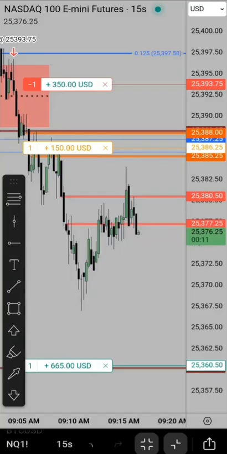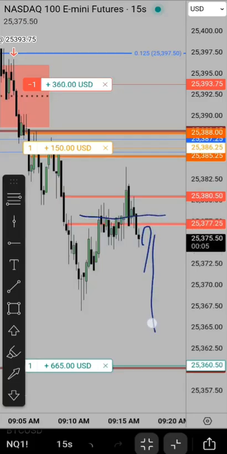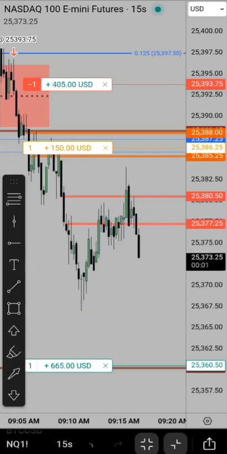Okay, so now we want to see it stay in the lower half on any wicks. It can touch the low, but we want to see it really accelerate and get to that liquidity right there.